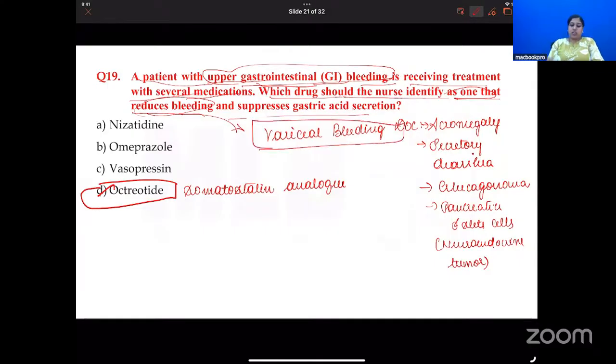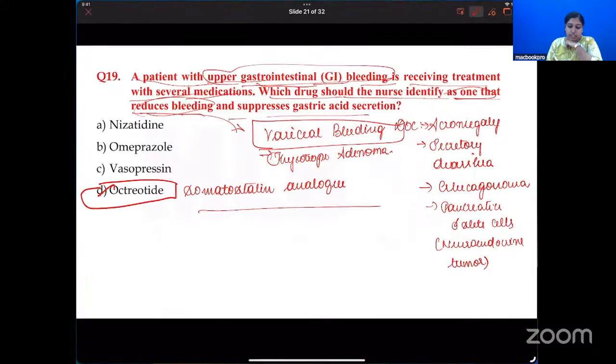Other uses of this drug are acute variceal bleeding, and in case of thyrotrope adenoma also it is used. Now tell me, what will be the side effect of this drug? In case of thyrotrope adenoma also this drug is given. In case of pancreatic tumor also this drug is given.